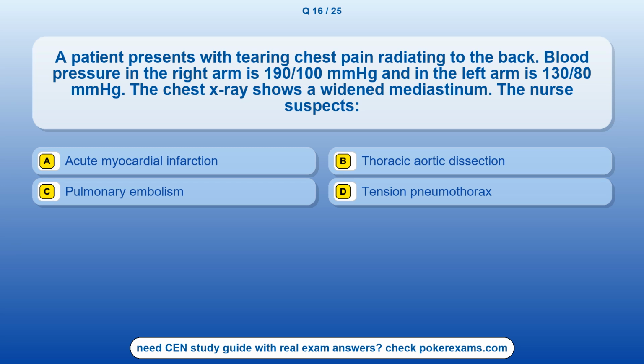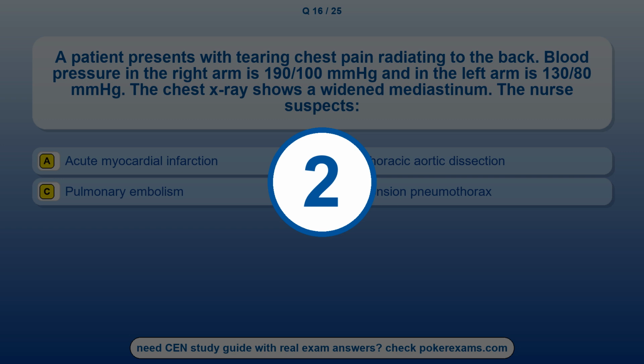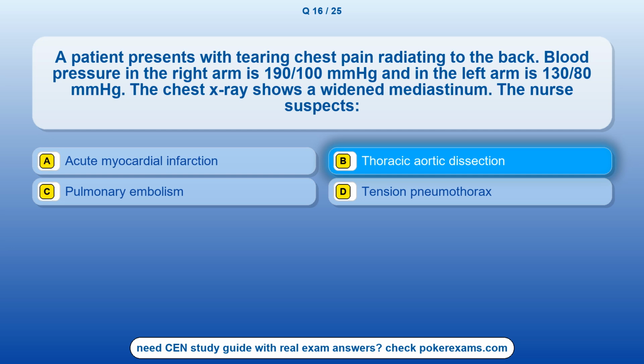Question 16. A patient presents with tearing chest pain radiating to the back. Blood pressure in the right arm is 190/100 mmHg and in the left arm is 130/80 mmHg. The chest X-ray shows a widened mediastinum. The nurse suspects option A, acute myocardial infarction. Option B, thoracic aortic dissection. Option C, pulmonary embolism. Option D, tension pneumothorax. The correct answer is option B, thoracic aortic dissection.